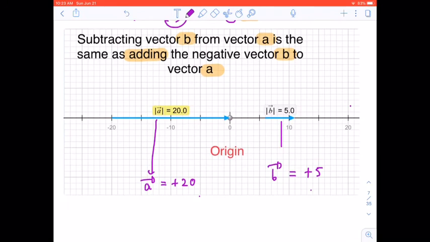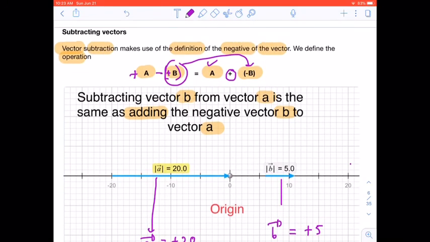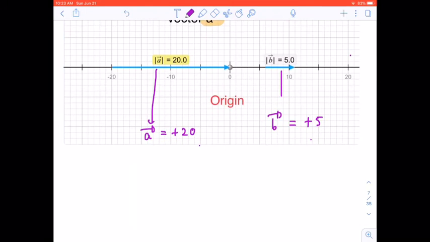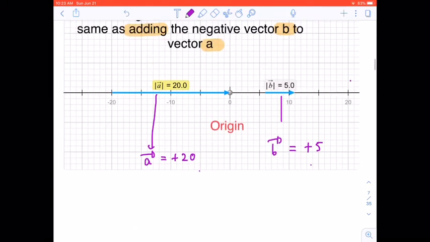But if we have B being subtracted from A, what we need to do is subtract B from A, and it's in the same direction, so we are subtracting 5 units. Here, and that's B. So that's vector B, and it's in the same direction.